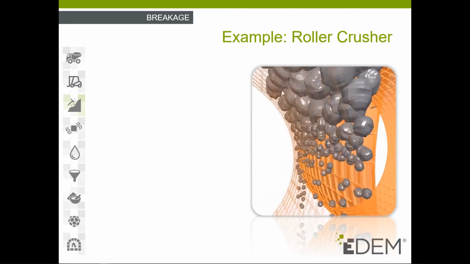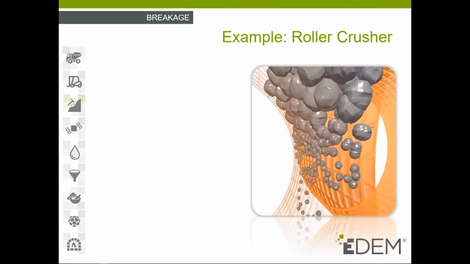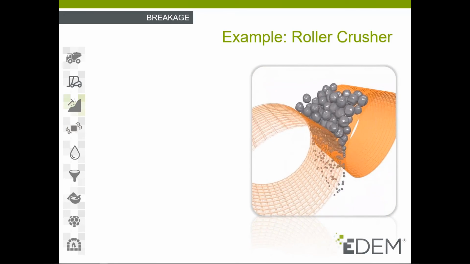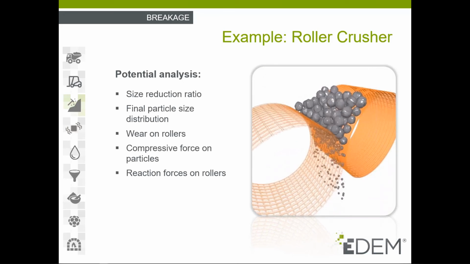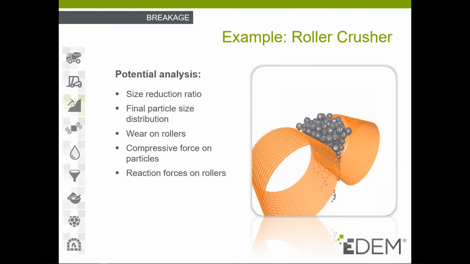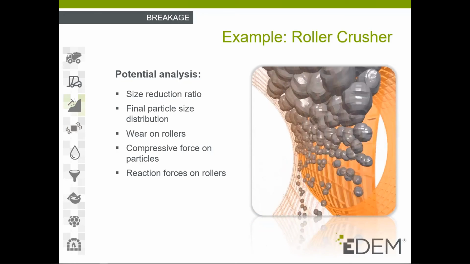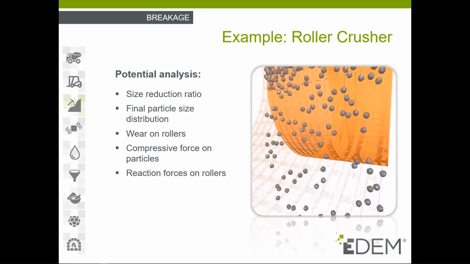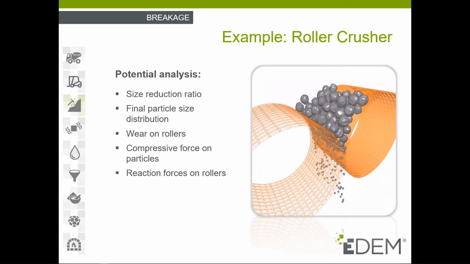Our next example here is a roller crusher. In terms of analysis, roller crushers are similar to cone crushers. So common study parameters include the size reduction ratio, wear on rollers, compressive forces on particles, as well as the reaction forces on the rollers.